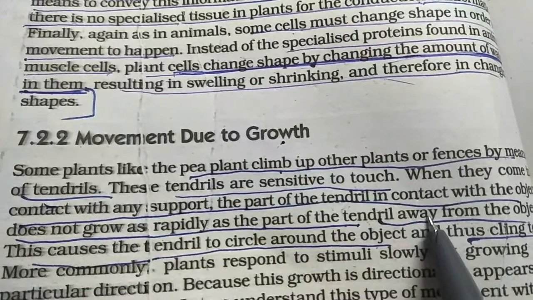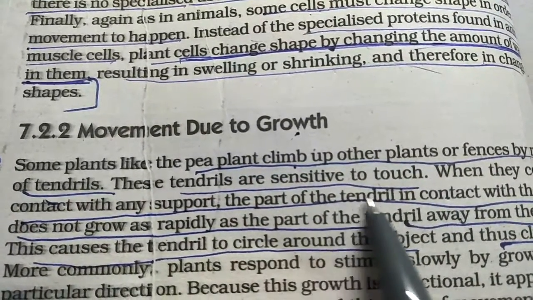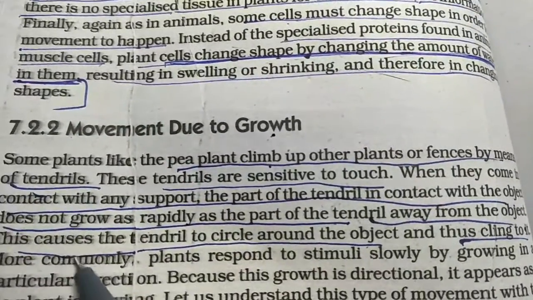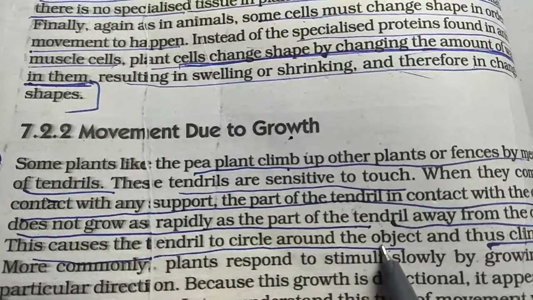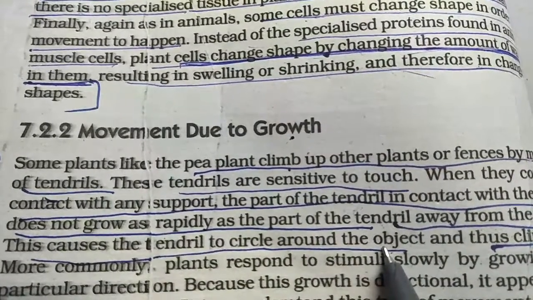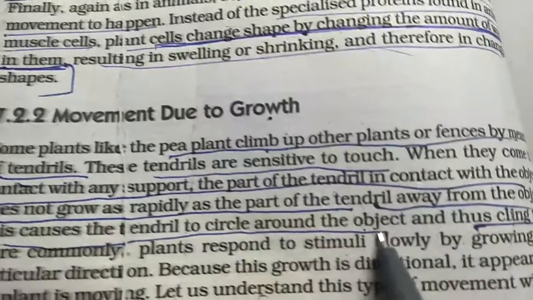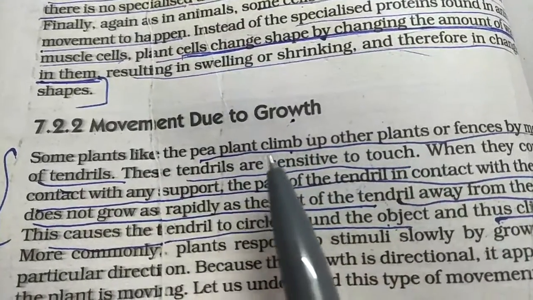So other parts of the plant grow very rapidly, but this part of the tendril does not grow because it has come in contact with some support. Now this causes the tendril to circle the object. Whatever it has come in contact with, it encircles. It goes around that object and thus it clings to it. That is how it gives support to the plant.